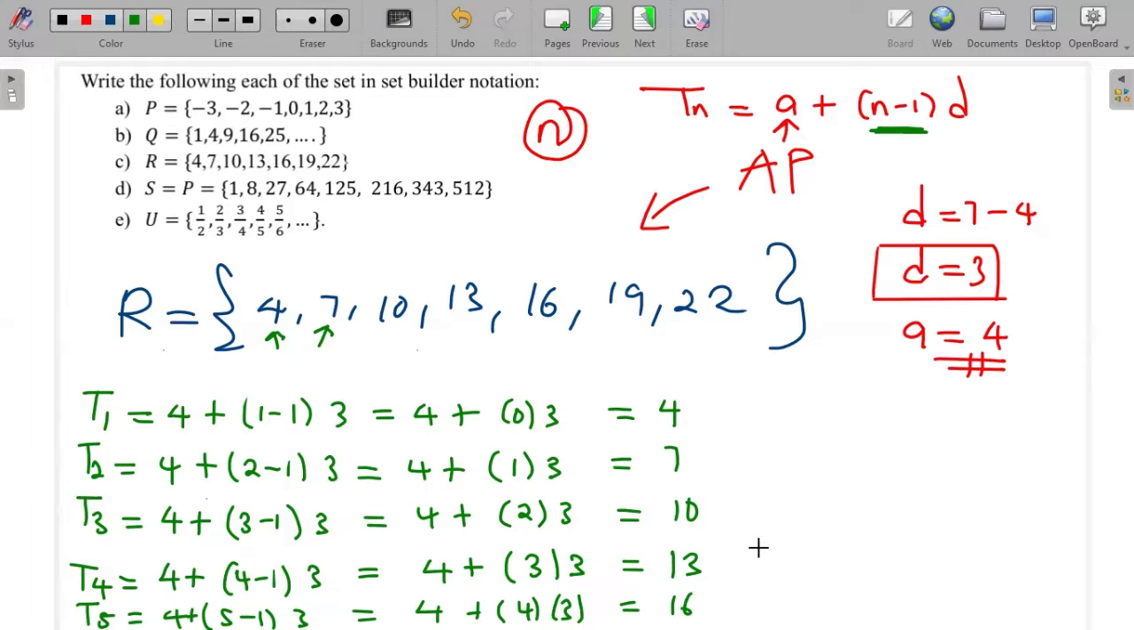Okay, so it means to get T6, it will just be 4. I won't even write the other part. I'll just follow the pattern now. It will just be 4 plus 5 multiplied by 3. So this is 15 plus 4, 19. T7 will just be 4 plus, this one increases by 1, 6, multiplied by 3. This will be what? 22.